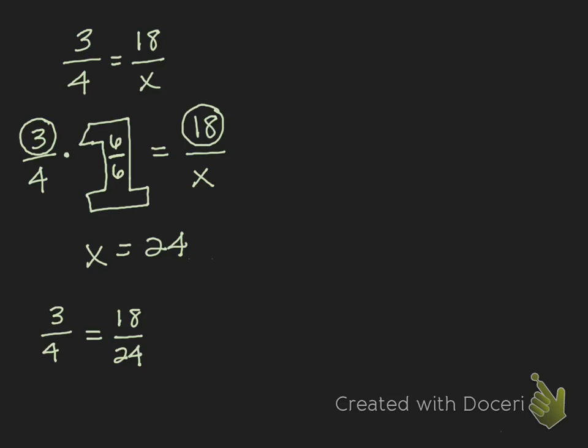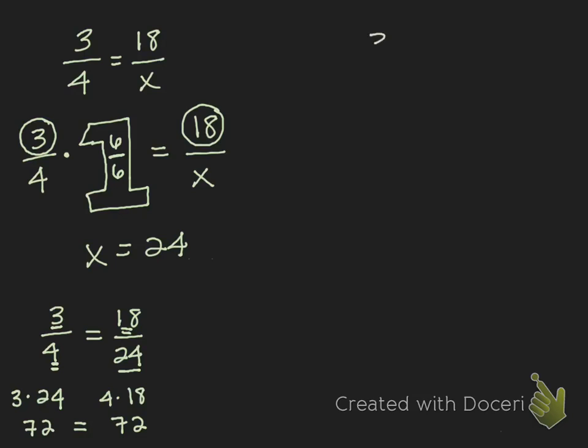Another way to check this is to use something called the cross product. So if I take the numerator 3 and multiply it by the denominator 24, that gives me 72. If I multiply the denominator 4 by the numerator 18, it also gives me 72. Because these have an equivalent cross product, I know that I've solved the proportion correctly. Because the cross product being equivalent in any proportion is true, that's another way that you can solve a proportion.